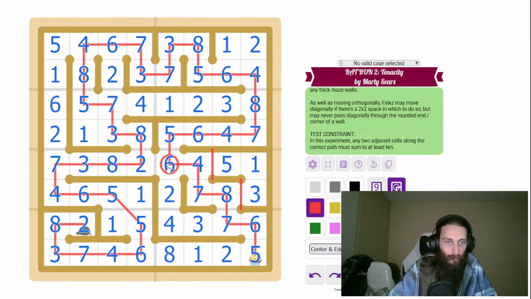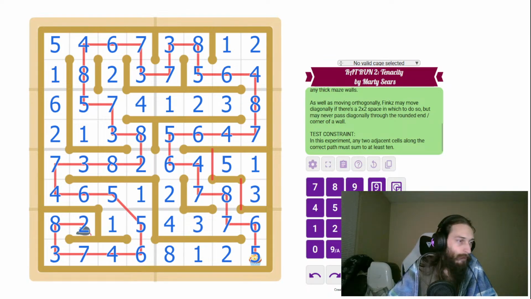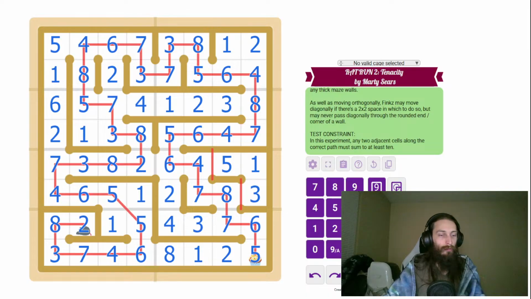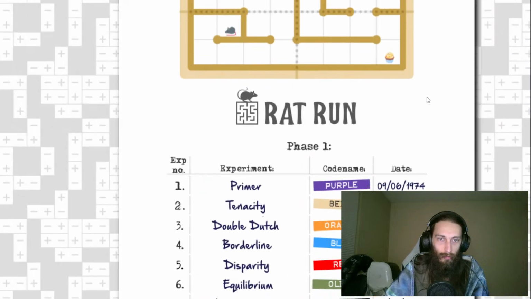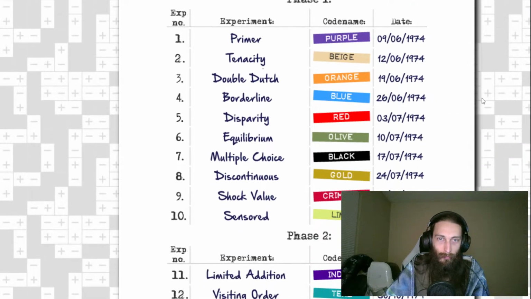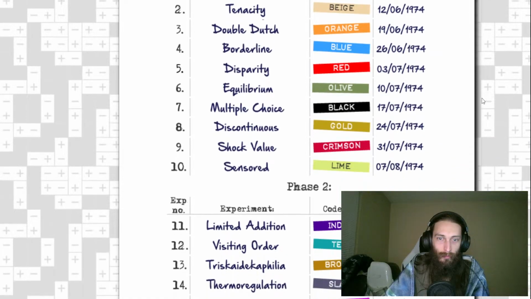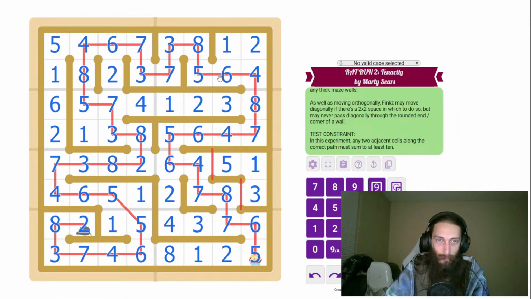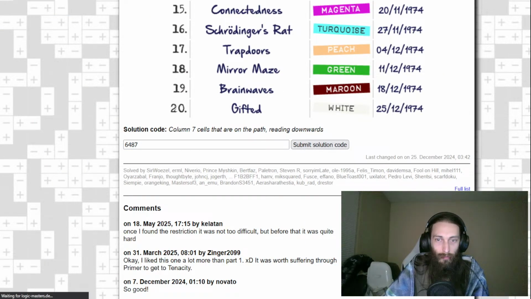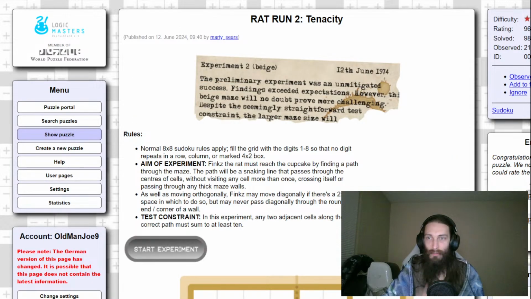I did feel like I took that one a little slowly. But here it is on Logic Masters Germany. There's a lot of these. Column 7, cells that are on the path. Okay. Submit. First try. I would say that this one was a pretty easy one.